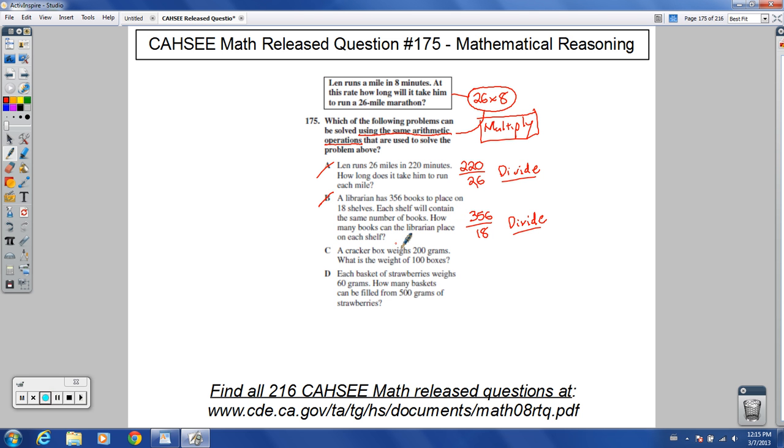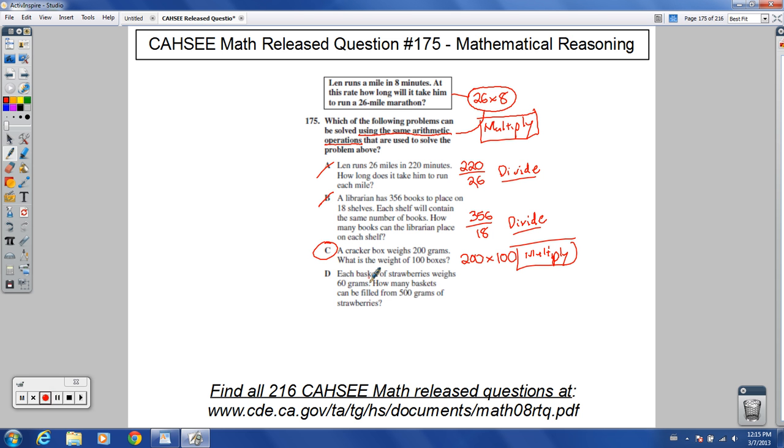Okay, choice C, a cracker box weighs 200 grams. What is the weight of 100 boxes? There we go. That's what I need. This one would be 200 times 100 boxes, which would give me my total number of grams for the weight of 100 boxes. So this one, this looks like it's the right thing. This one I'm also multiplying. So this looks like my right answer, choice C.